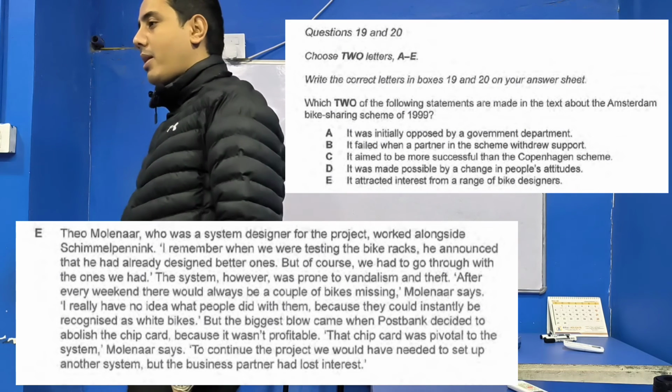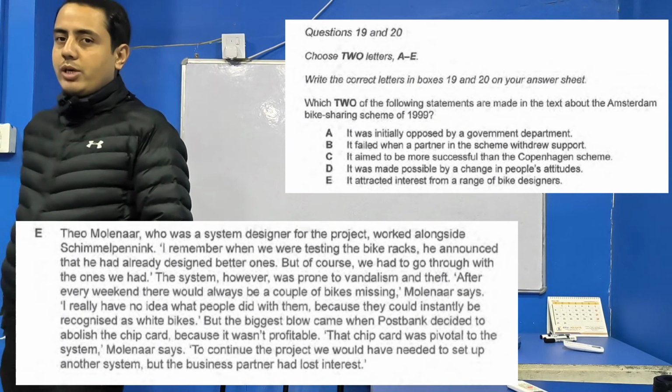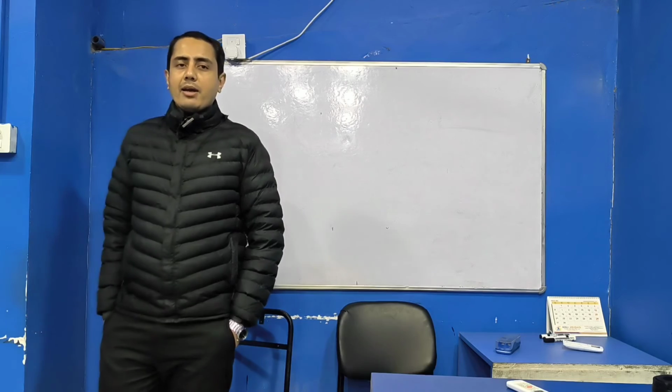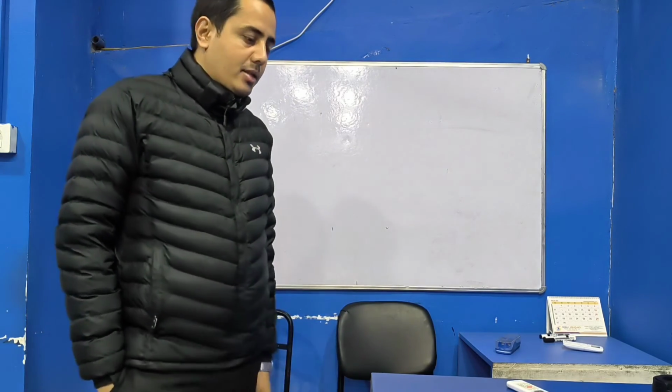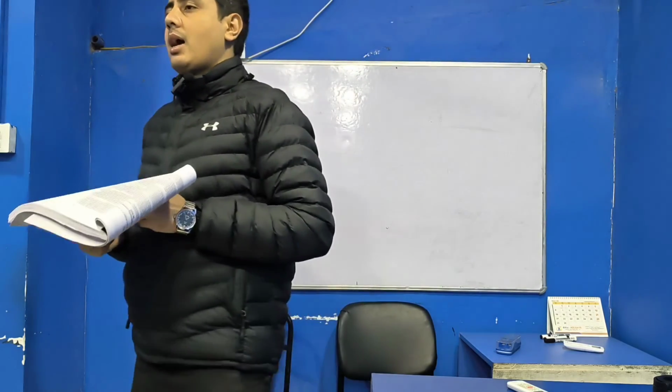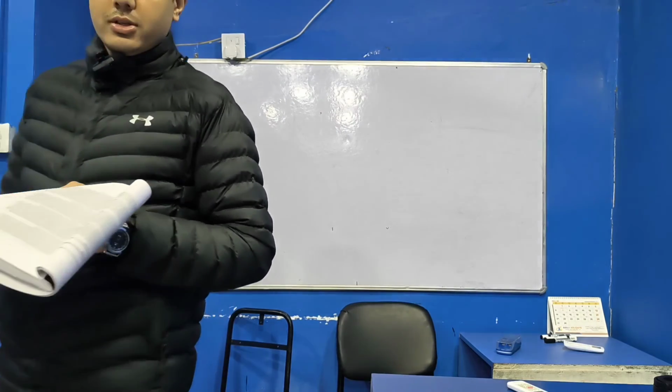It failed when a partner in the scheme withdrew support. Withdrew means take back. The bank which used to make the card stopped making the card, so it failed because the card was pivotal. Without the card, the system would not work. So that must be the answer, number B. So those two, B and D, are the answers to this question.